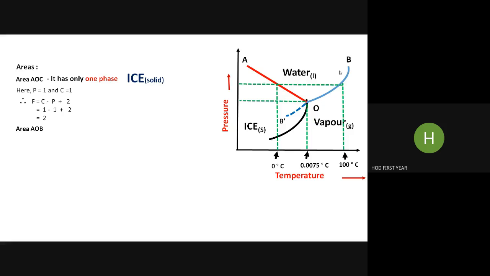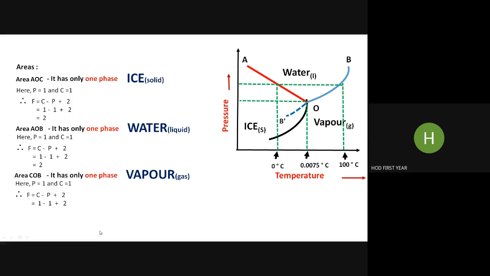Then area AOB. Here we have liquid water. Okay, again we have the same interpretation. F is equal to 2, and again for the third area, POC, this area. Here also we have one phase and one component, so F is equal to 2. So the system is bivariant. It means in any area the system is bivariant. F is equal to 2.